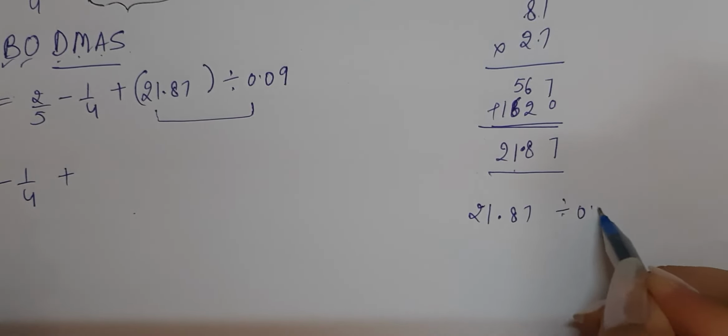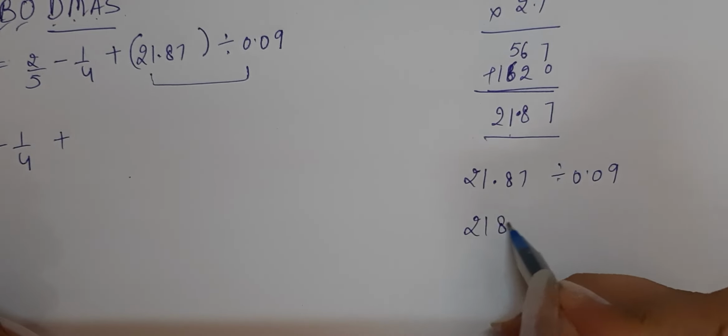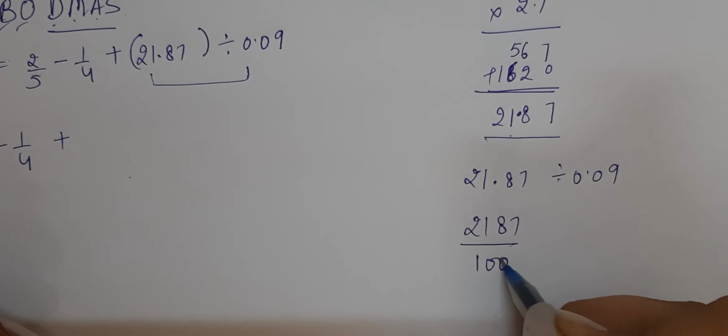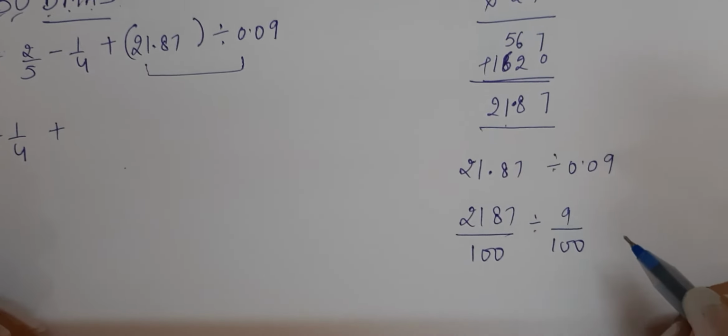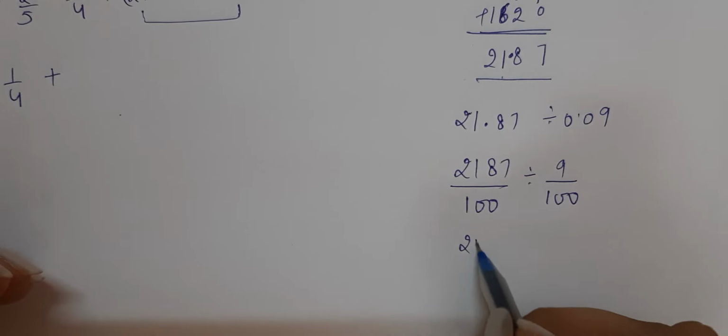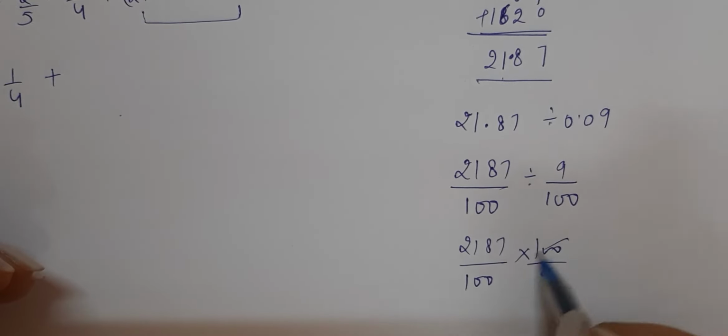21.87 divided by 0.09. So I first want to remove the decimals, divided by 9 upon 100. I can write it like this. Then I will reciprocate the number. If I want, I can directly cancel out from here, or I can use the division sign. I am trying to directly cancel out from here.